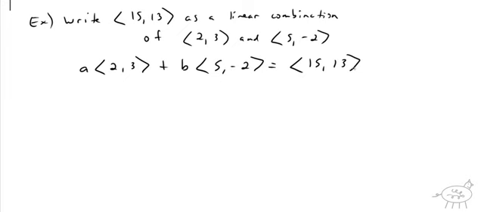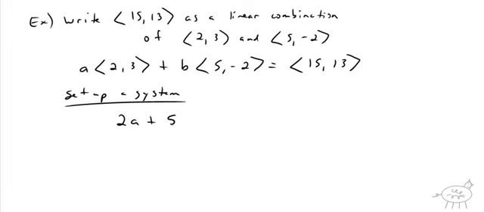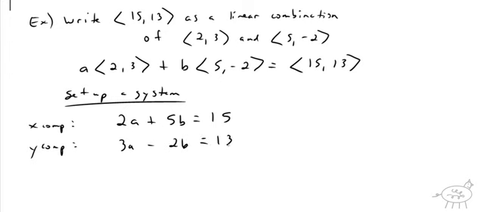So here's the deal. We're going to set up a system of equations. What it is, you have your x components and you have your y components. So it's going to be 2a plus 5b, right? The x components equals 15. So again, these are my x components. And then we're going to do a y component. And that's going to be 3a minus 2b. And that equals 13. And it's just a system, and you solve it.